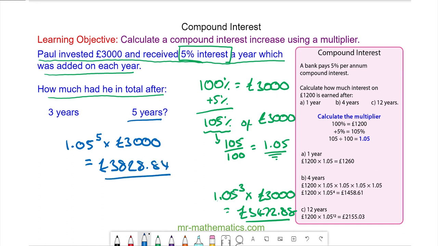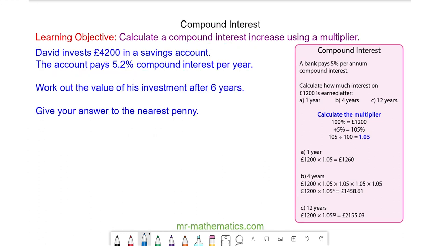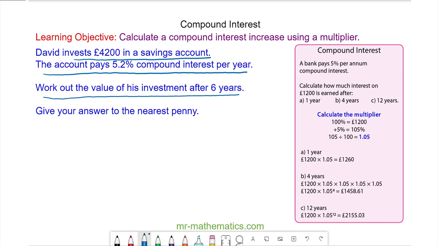Okay, let's try another question. In this question, David invests £4,200 in a savings account. The account pays 5.2% compound interest per year. Work out the value of the investment after 6 years and give your answer to the nearest penny. Do you want to try this question yourself? By pausing the video, and you can resume it when you're ready.